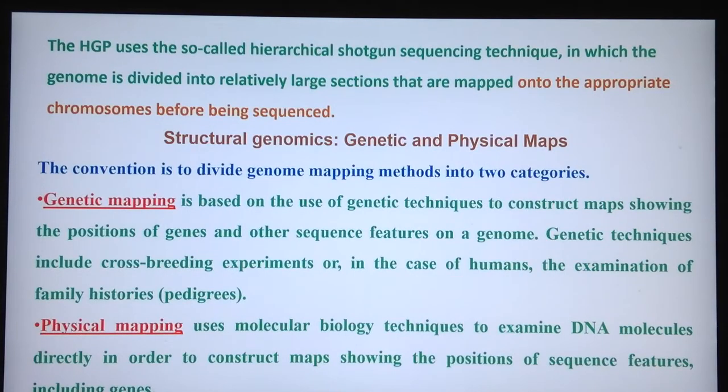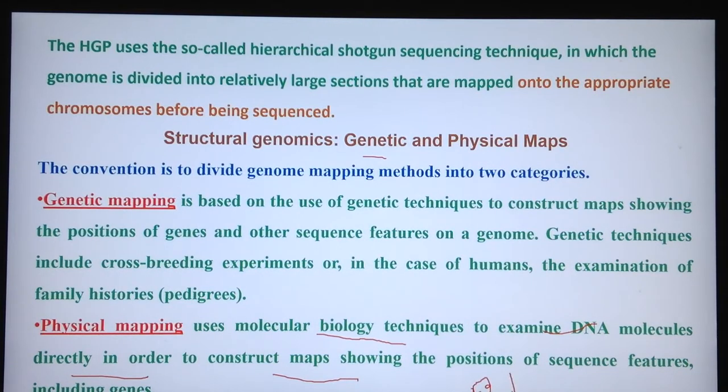So structural genomics basically has two different aspects, genetic and physical maps. Physical maps use molecular biology techniques to examine the DNA molecule directly in order to construct a map showing the position of sequence features.